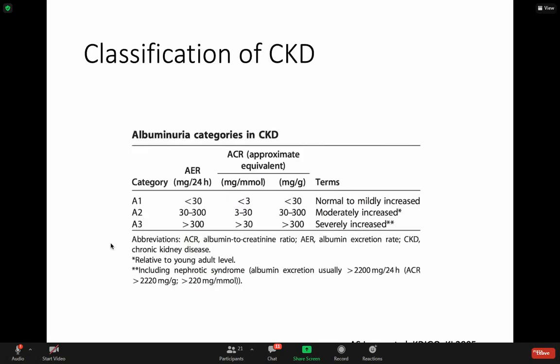طبعا how about the albuminuria؟ هل في albuminuria categories in chronic kidney disease؟ اي نعم. When the albuminuria is normal, less than 30, they call it A1, okay. لكن when there is microalbuminuria they call it A2، اللي هي between 30 to 300 milligram per 24 hours. او اذا بتسويها بالالبومين تو كرياتين ريشيو بتكون بالمليغرام per gram، 30 to 300 milligram per gram. All right, so you call this A2.